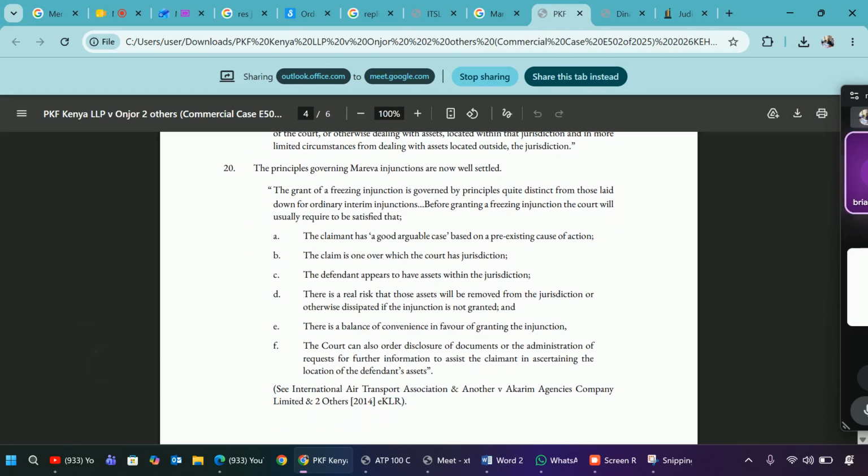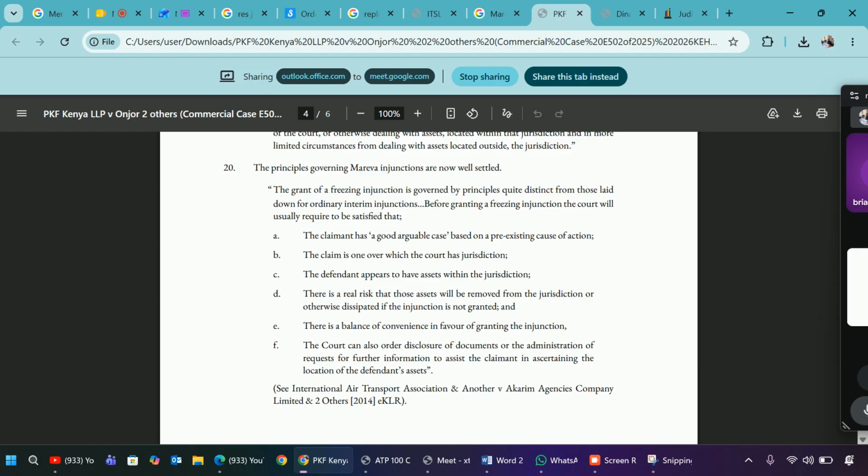So in this, the court borrowed the following. The grant of a freezing injunction is governed by principles quite distinct from those laid down for ordinary interim injunctions. Before granting a freezing injunction, the court will usually require to be satisfied that: 1. The claimant has a good arguable case based on a pre-existing cause of action. 2. The claim is one over which the court has jurisdiction. 3. The defendant appears to have assets within the jurisdiction. 4. There is a real risk that those assets will be removed from the jurisdiction or otherwise dissipated if the injunction is not granted.